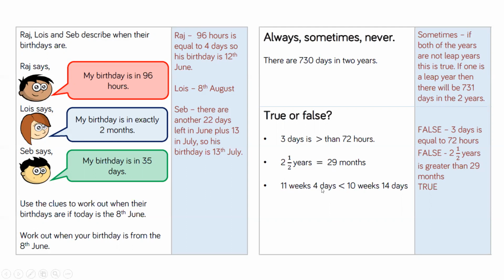11 weeks and 4 days is less than 10 weeks and 14 days. Right, I'm not actually going to convert this completely. I'm going to say, well, those are 10 weeks and 14 days. So let me have a look at 11 weeks. So that's 1 week more. So that's 7 plus 4, so that's the same as 10 weeks and 11 days. So I know that 10 weeks and 11 days is less than 10 weeks and 14 days. So I know that that's true.